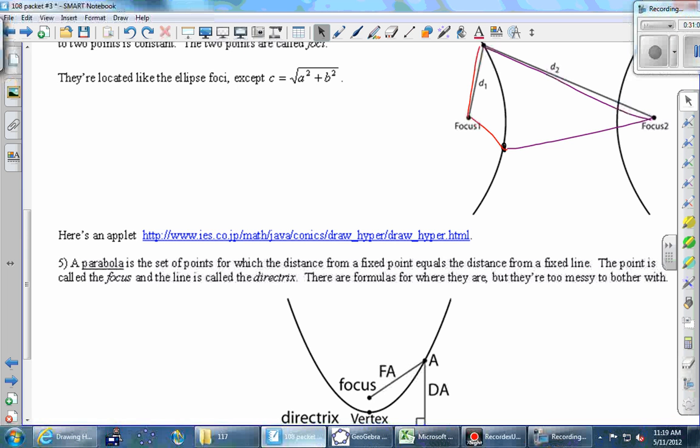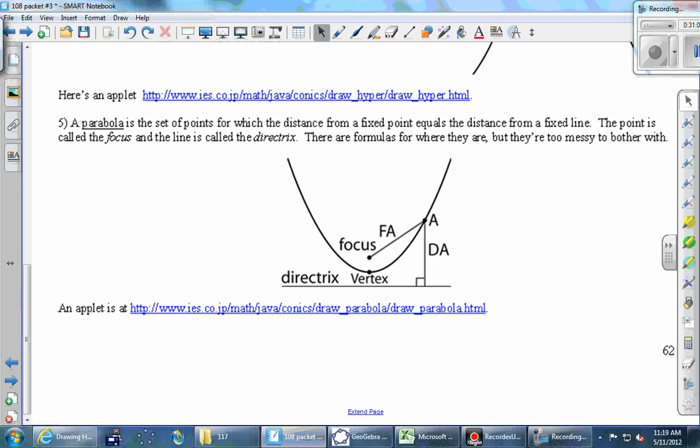Okay, and then our last of the conics, we did circle very briefly, ellipse, hyperbola, and then here's a parabola. Kyle?